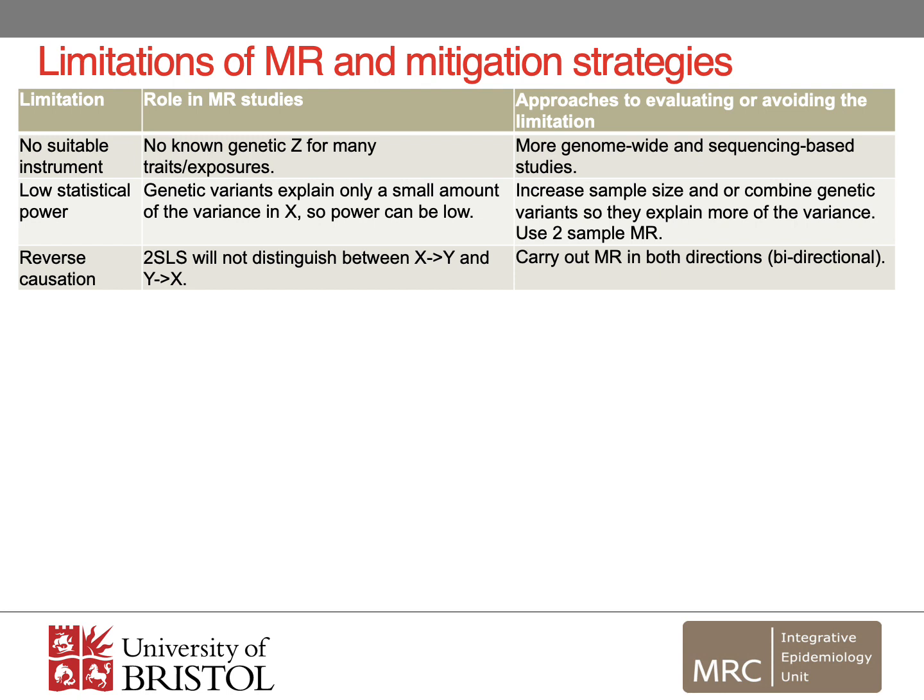MR doesn't distinguish between a causal effect of an exposure on an outcome and a causal effect in the opposite direction, i.e. reverse causation. However, if both the exposure and the outcome are instrumentable, i.e. there are suitable genetic variants in existence that can act as instruments for both variables, then MR can be carried out in both directions, and the relative size of the effects can be compared, and this is known as bidirectional MR.